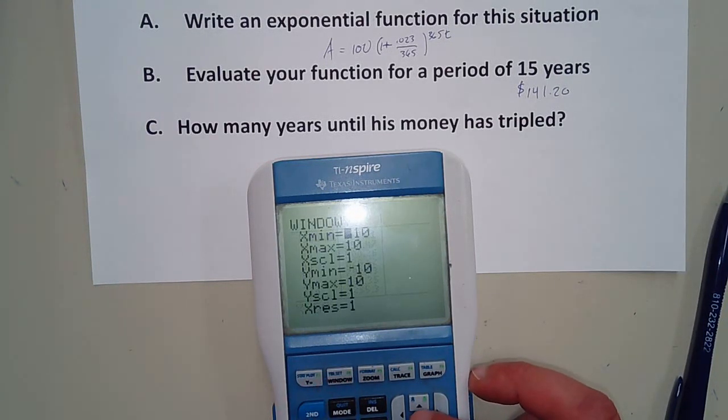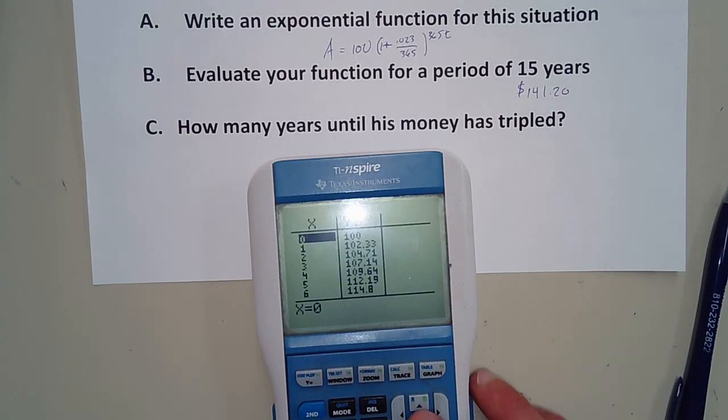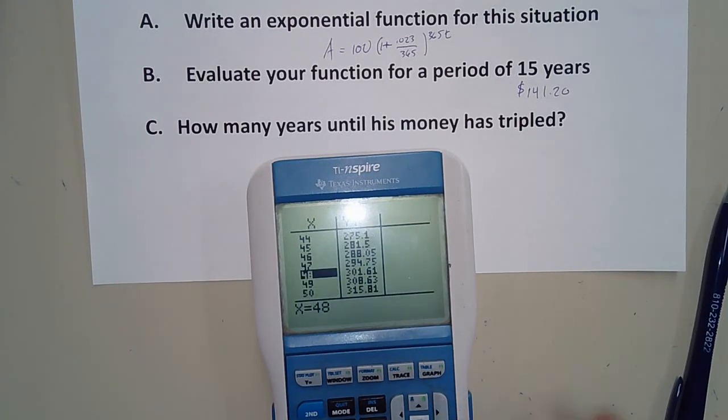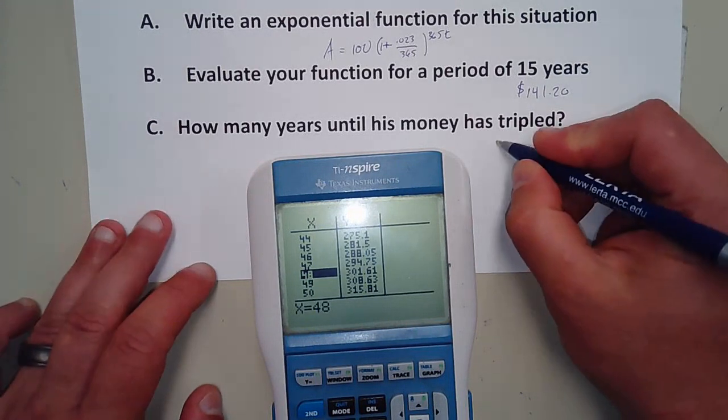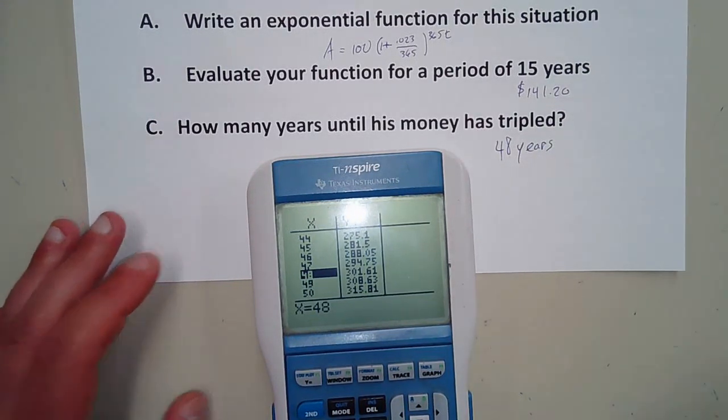Go to the table. Whoops, I got my table all funky right now. So let's start at 0, go by ones. Okay. So there's the initial part. We can even stop at 15 and see our answer from before right there. And then we are looking for triple. We're looking for when he hits $300. And Mikey's going to be pretty old. So $300 happens 48 years later. Yikes. So interesting to know.